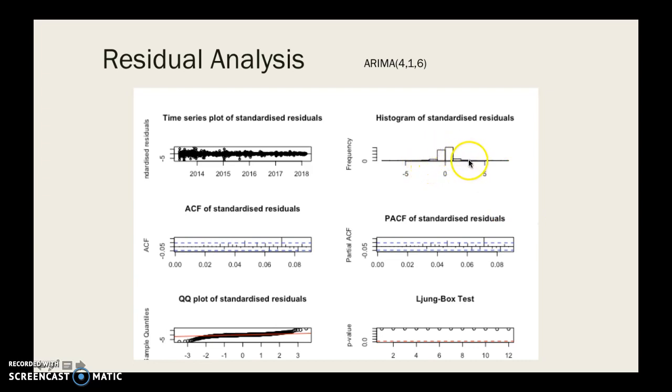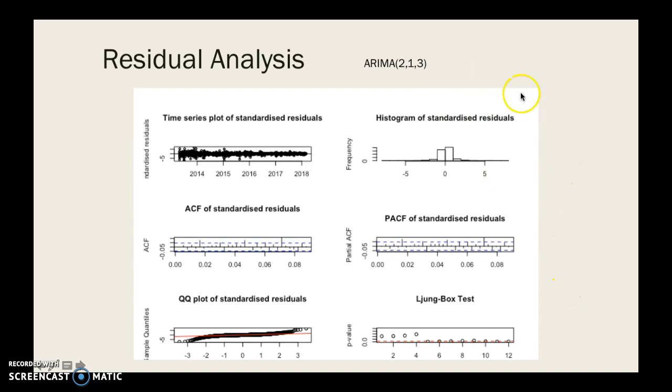This is sort of normally distributed. The histogram, the ACF and the PACF look okay. There's significant lag here, but overall not too bad. And the test down here, there's no significant values there, so that's okay. But because the coefficients weren't significant in this model, we'll remove some of those values.